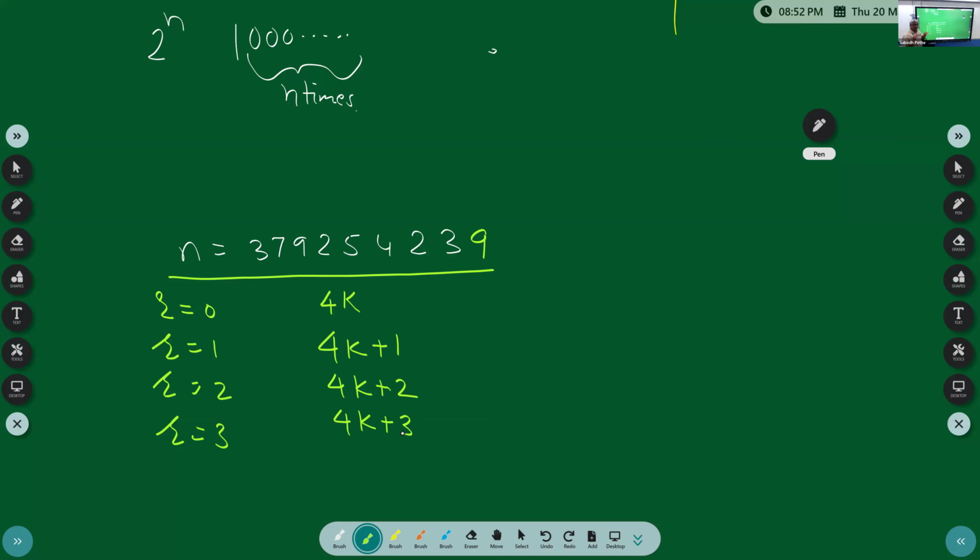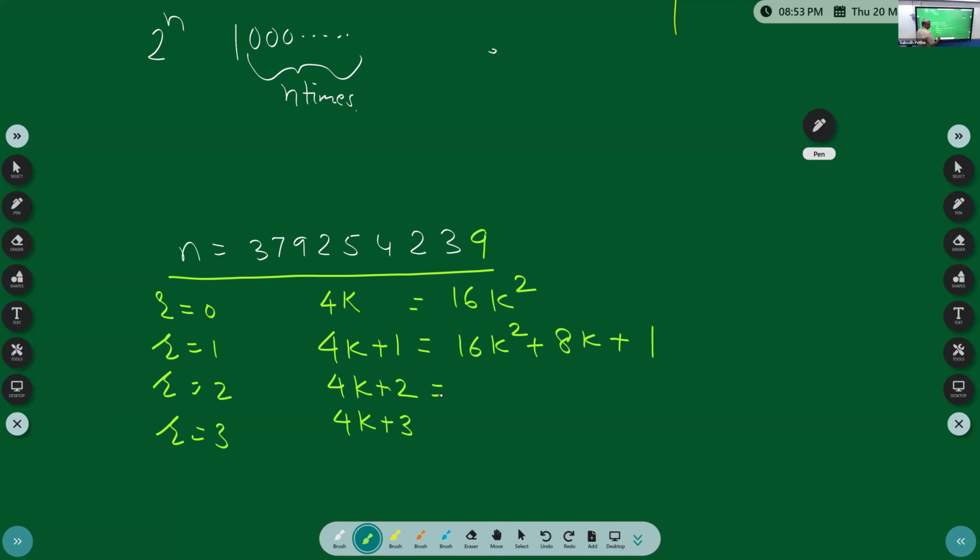And now we are talking about squares of natural numbers. By looking at the number, we should find out whether it is a perfect square of some natural number or not. Therefore, we square all of them. So what is the square of 4k? 16k square. What is the square of 4k plus 1? 16k square plus 8k plus 1.